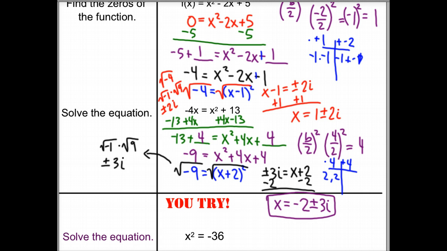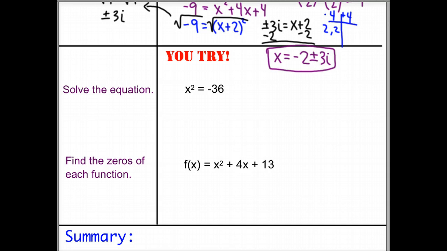So now I want you to try the U-try problems, solving the equations and finding the zeros of each function. And again, don't forget to write your summary. Have fun!